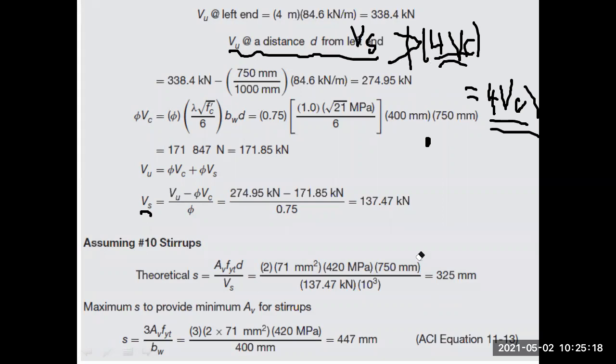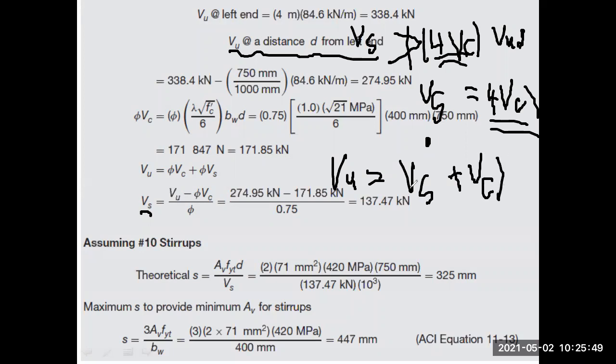If, for example, I calculated VS equal to 4 VC based on VUD, because we have this equation, VU is equal to phi times VS added to VC, and this VU is the VUD, the shear force at the critical location. VC, you have a formula. You calculate VC based on the formula.